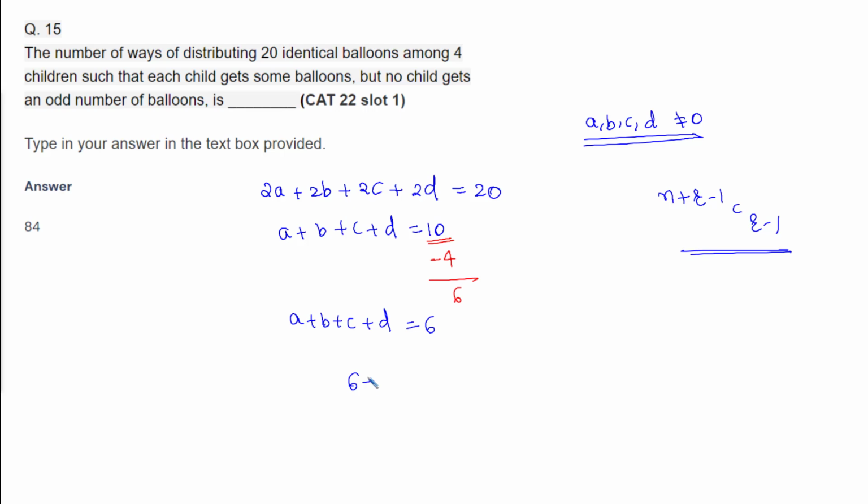6 plus 4 minus 1 C 4 minus 1. Over here, how many children are there? 4. So 6 identical objects we need to distribute in between 4 distinct boxes, 4 children. So the value of this is going to be 9C3. The value of 9C3 is going to be how much? 9 into 8 into 7 divided by 3 into 2 into 1. So the answer of this question is 3 into 4 into 7, that is equal to 12 7s are 84.